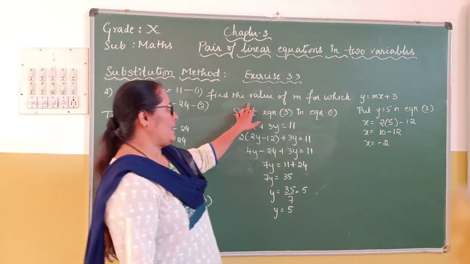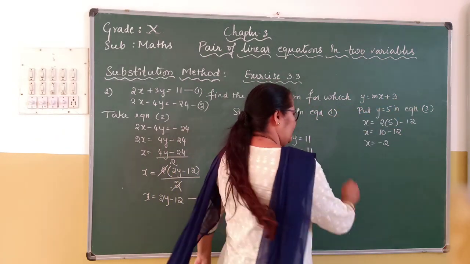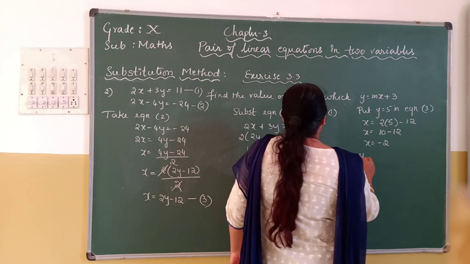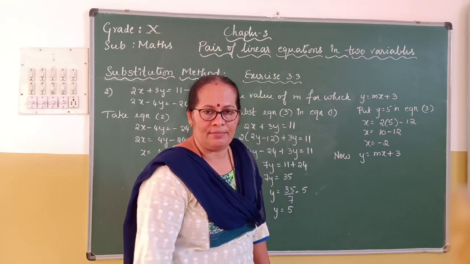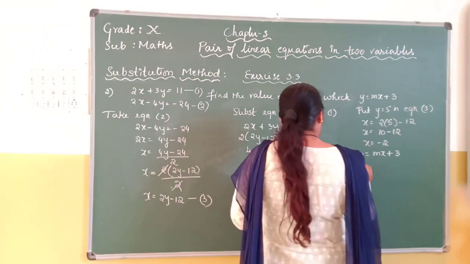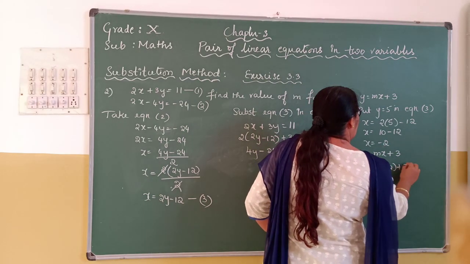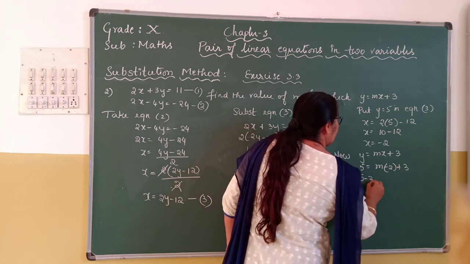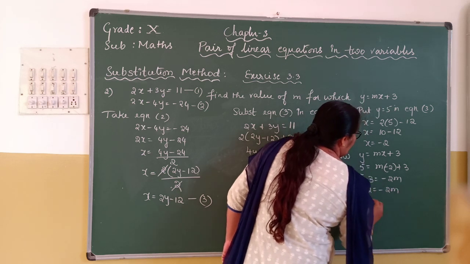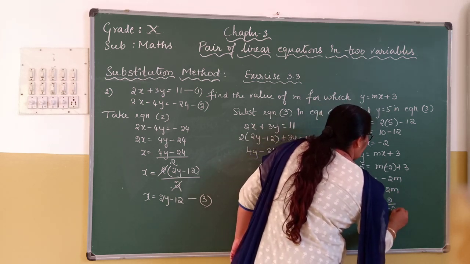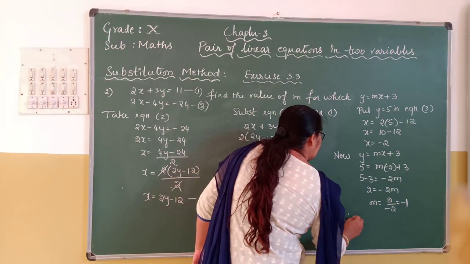Now we can find the value of m for which y equals mx plus 3. Now y equals mx plus 3, where you need to substitute the x and y values. So y is 5 and m, what is x? Minus 2, plus 3. So 5 minus 3 equals minus 2m. So 2 equals minus 2m. So m equals 2 divided by minus 2, which is minus 1. Therefore m value is minus 1.